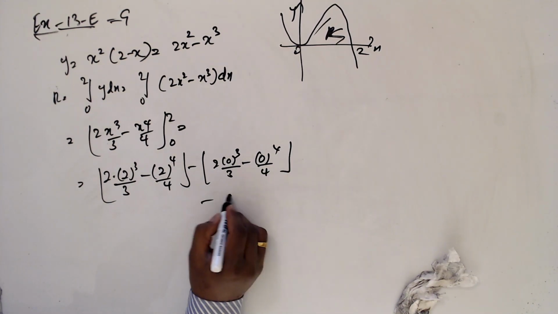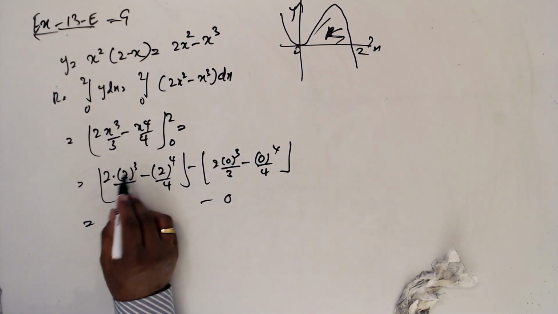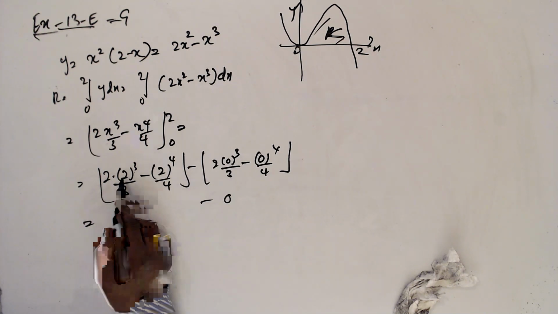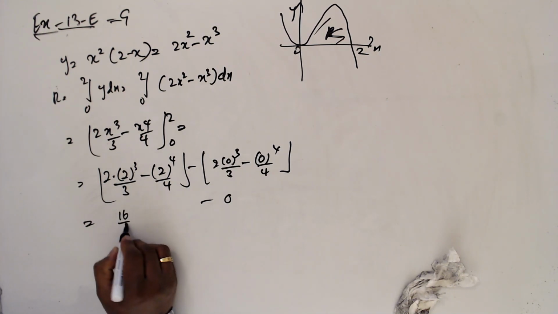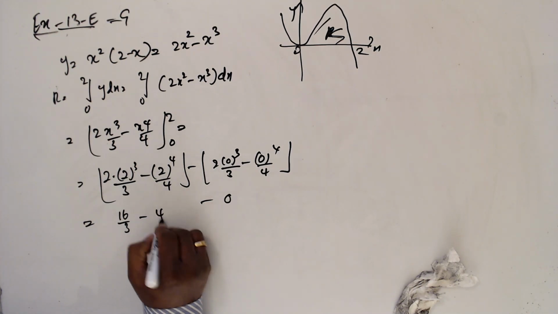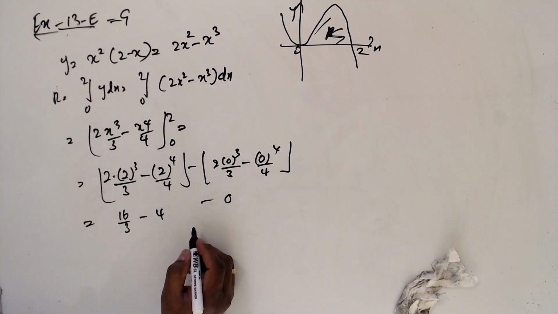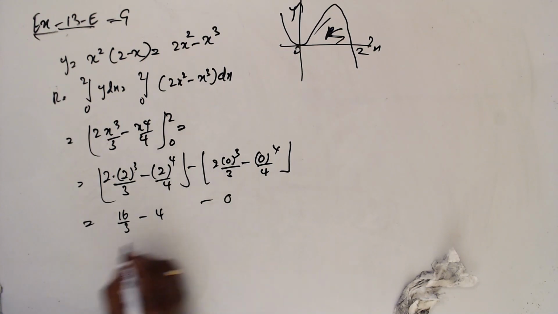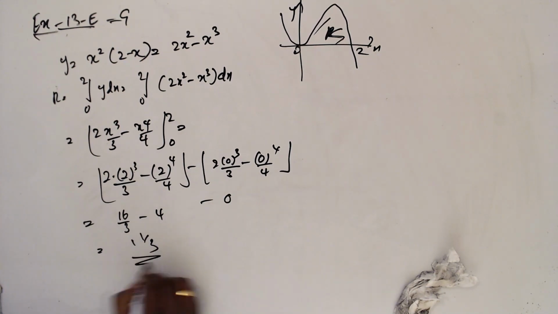So this answer is 0. This is 8 times 2, 16 over 3 minus this is 16 over 4 is 4. So 1 over 3.